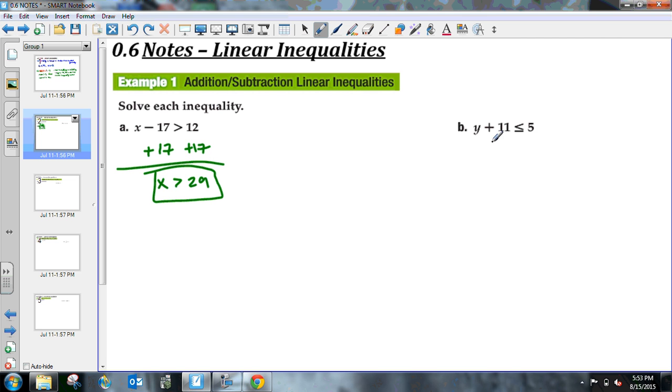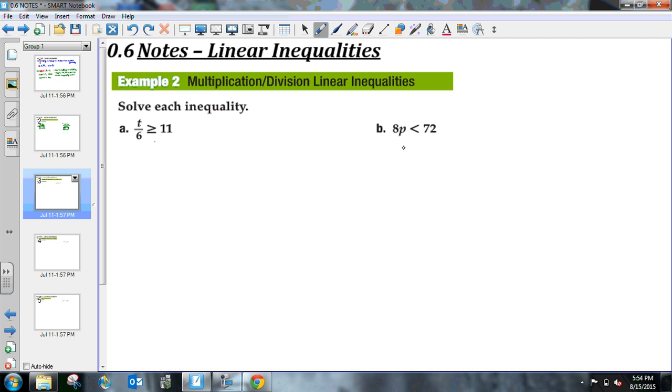Here, y plus 11 is less than or equal to 5, so we could equal 5, but we want to be less than that if we plug a value in for y. So if I subtract 11 from both sides, then I'm going to get y is less than or equal to -6. Now, I subtracted 11. I didn't multiply by a negative number. I didn't divide by a negative number. So I keep my inequality symbol the same. All right, let's take a look at the next example.